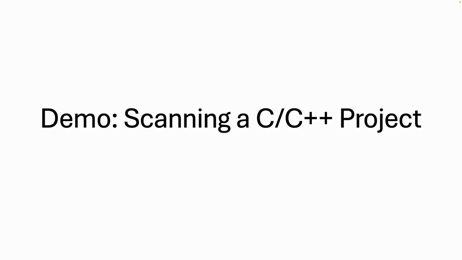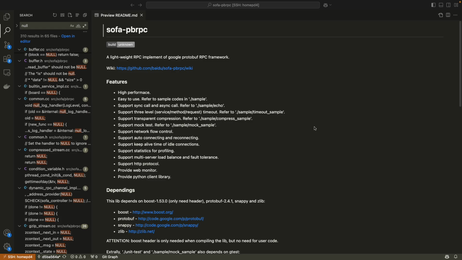Now I will show a demo of scanning a C and C++ project with RepoAudit. Here is a program we want to analyze. The name of the subject is SOFARPC, which is a lightweight RPC framework. In this demo, we only focus on null pointer dereference as the target bug type. So in VS Code, we can search for null values.